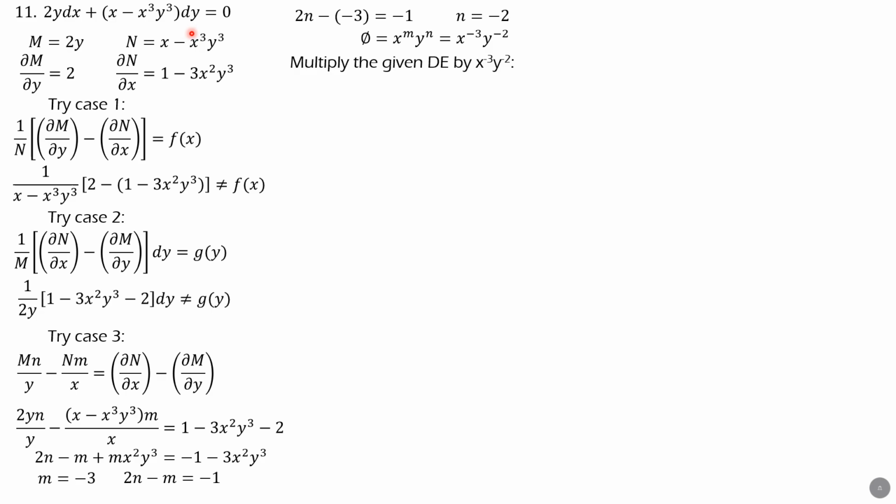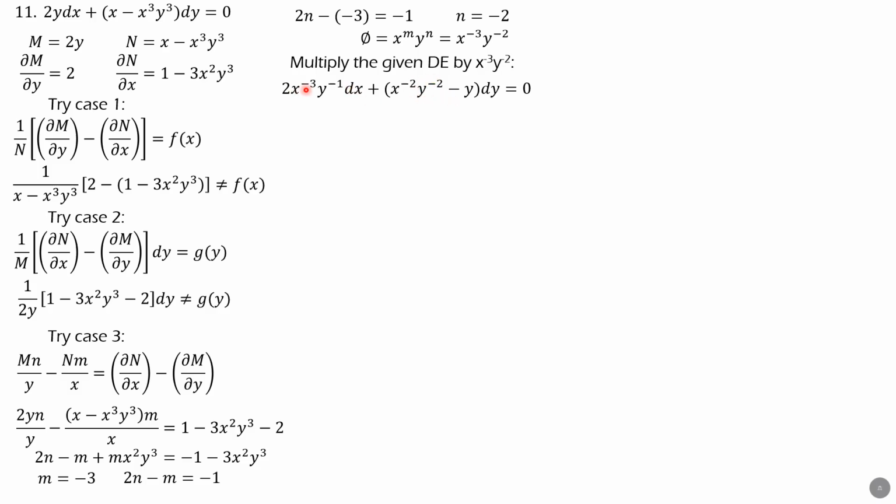Then this becomes x to the negative 2, y to the negative 2 minus y dy equals 0. So 2x to the negative 3, y to the negative 1 dx plus quantity x to the negative 2, y to the negative 2 minus y dy equals 0. So this is the new m and this is the new n.